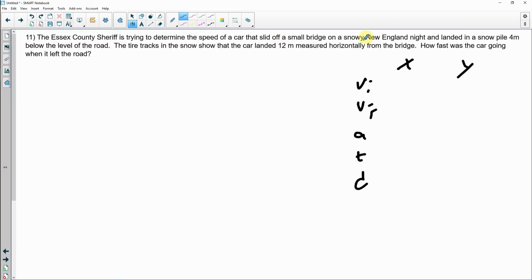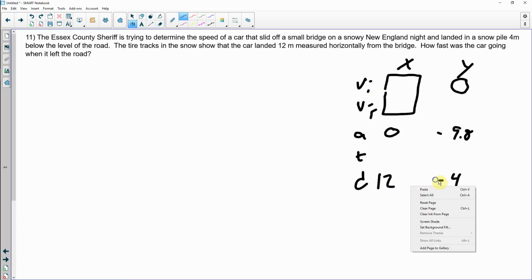First off, it skid off a small bridge, so that means it didn't go jumping into the air. So again, the initial velocity in the y is 0. We're actually trying to figure out the velocity in the x. And we know the accelerations are 0 and negative 9.8. We know the displacements. So 4 meters below, so that is negative 4. And we also know the car landed 12 meters away horizontally from the bridge. So this is a big deal.